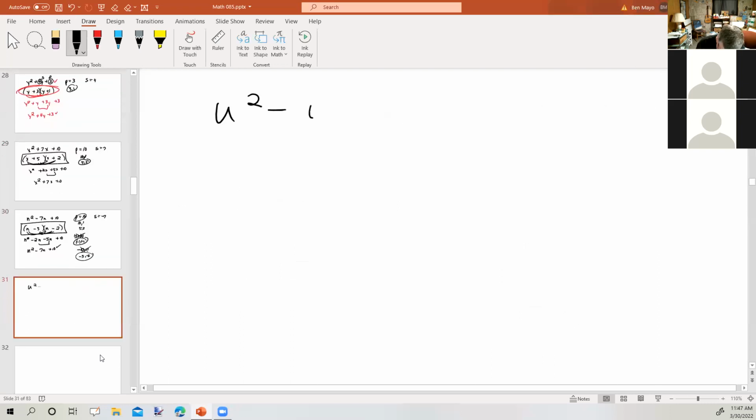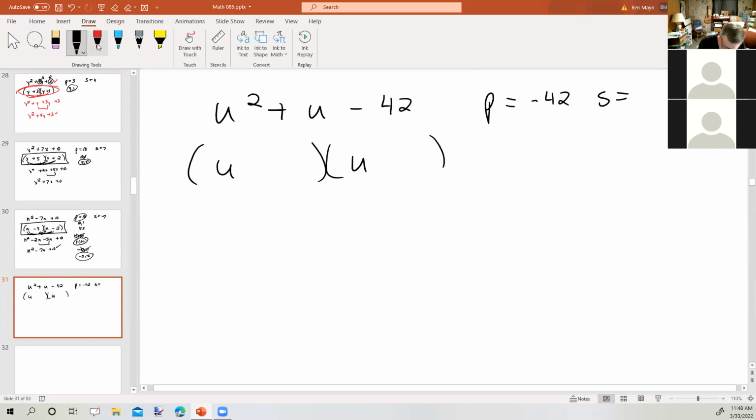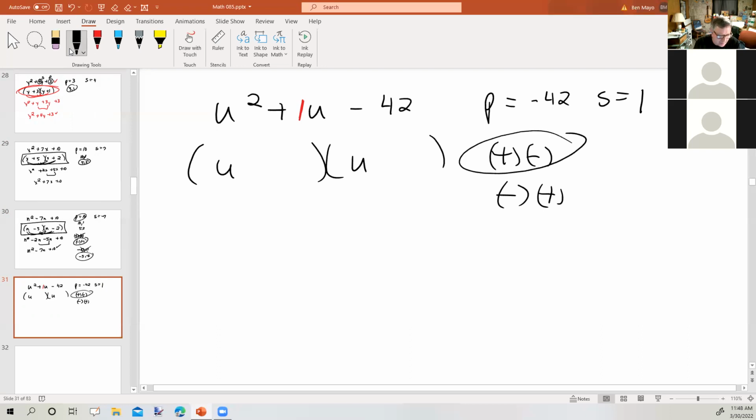U squared plus u minus 42. So we'll split up the u squared with a u and a u. The product is negative 42. The sum is what? Well, don't forget there's an implied 1 in front of the u. So the sum is 1. So now I'm looking for a pair of numbers whose product is negative, which means I have to have a positive number and a negative number, or a negative number and a positive number, but whose sum is 1. So that means when I add the positive and the negative, I get a positive 1.